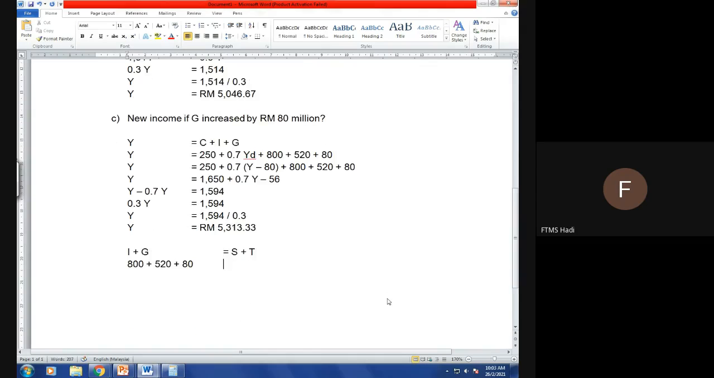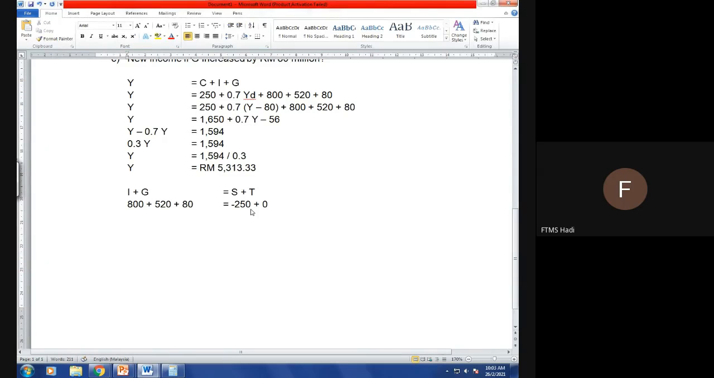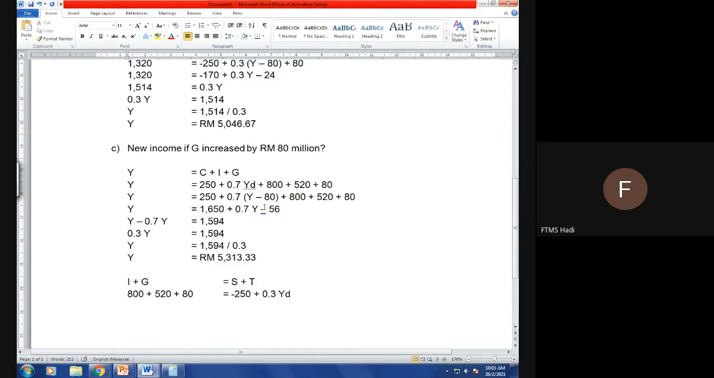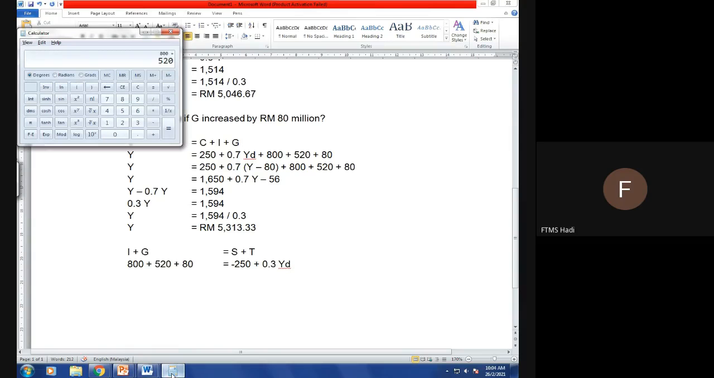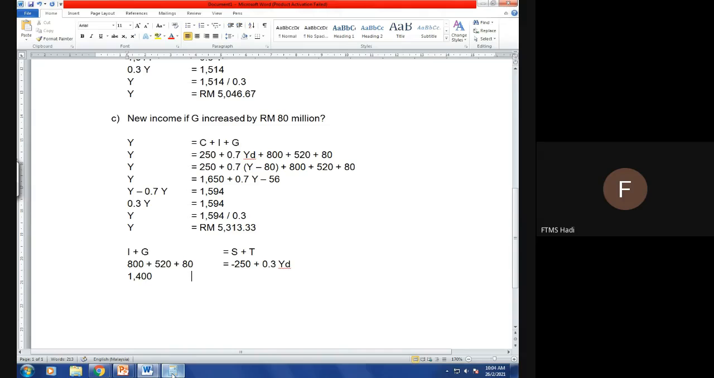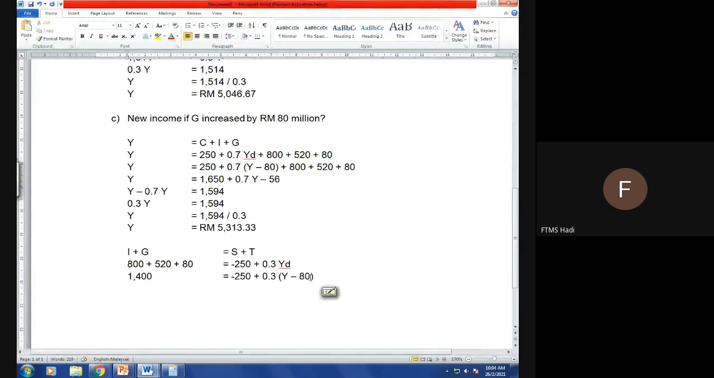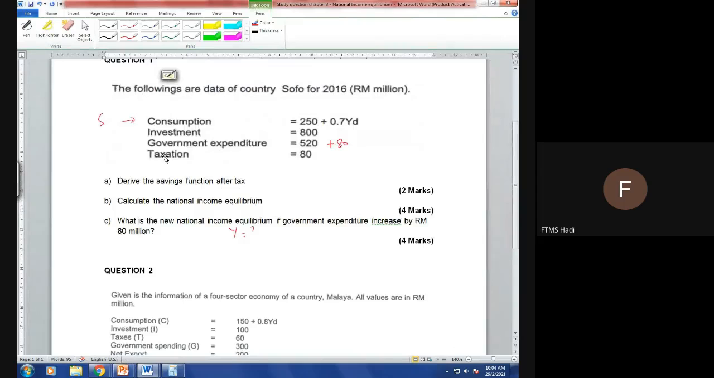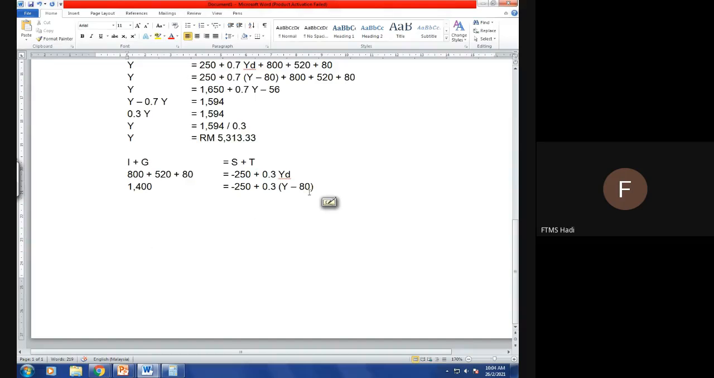Alright, so as for saving, don't forget saving, please be careful where you get the saving. Negative 250. Don't forget the taxes. Let me tell you, if this question does not have tax, that means Y minus 0. Please bear in mind, if the question does not give tax, that means Y minus 0, that means just Y. That means no need to do this.